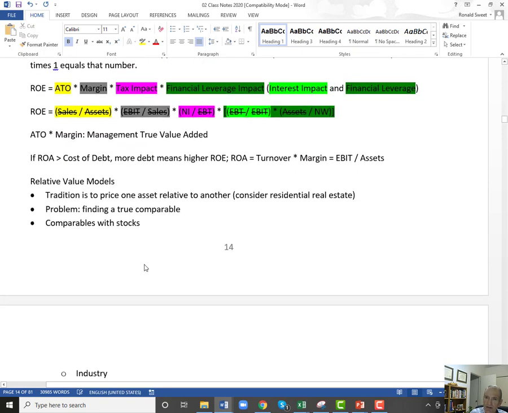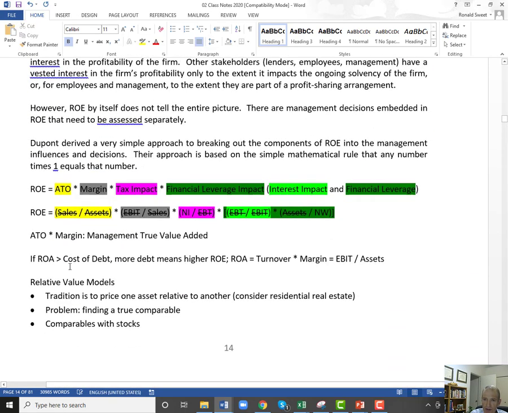Now, some students look at that and say, well, why in the world are we doing all of that? It just simplifies. Well, the reason we're doing this is we're trying to break return on equity into its components. Is return on equity high because the firm's improving asset turnover? Is it high because they're improving margin? Those are the good reasons. That's why I say ATO and margin, that's management's true added value.